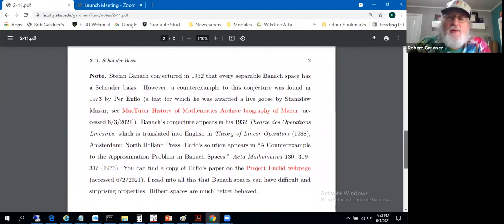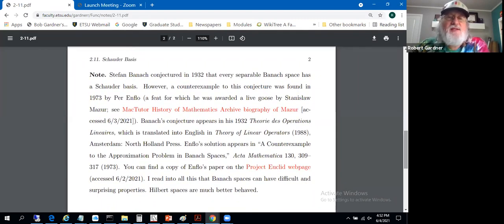A little story about Banach spaces and bases. Stefan Banach, the Banach space chap, conjectured in 1932 that every separable Banach space has a Schauder basis. Remember, a separable Banach space was one that has a countable dense subset. So Banach conjectures that a separable Banach space has a Schauder basis.